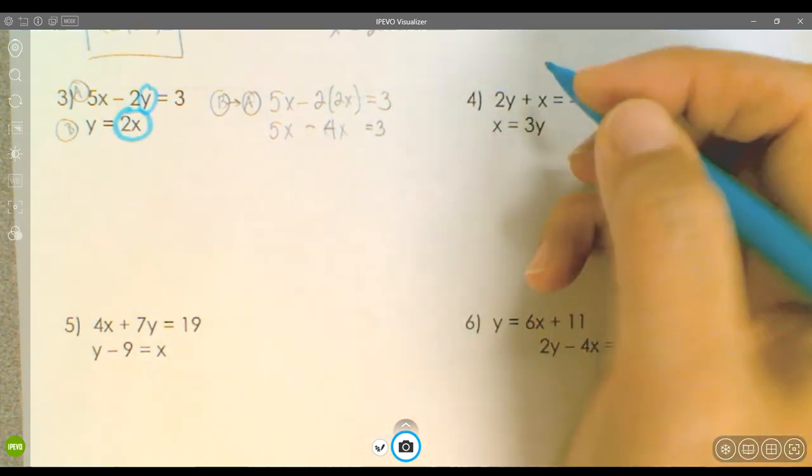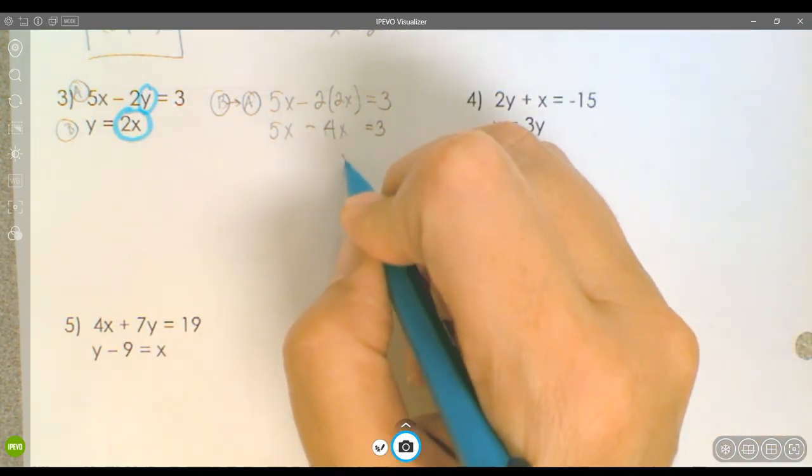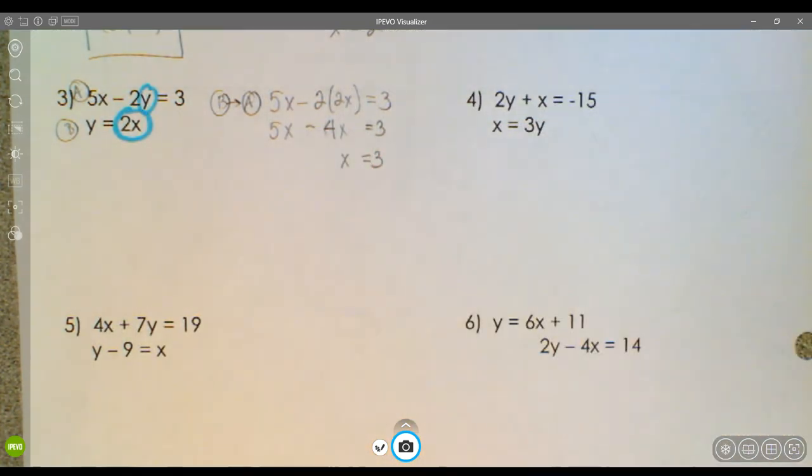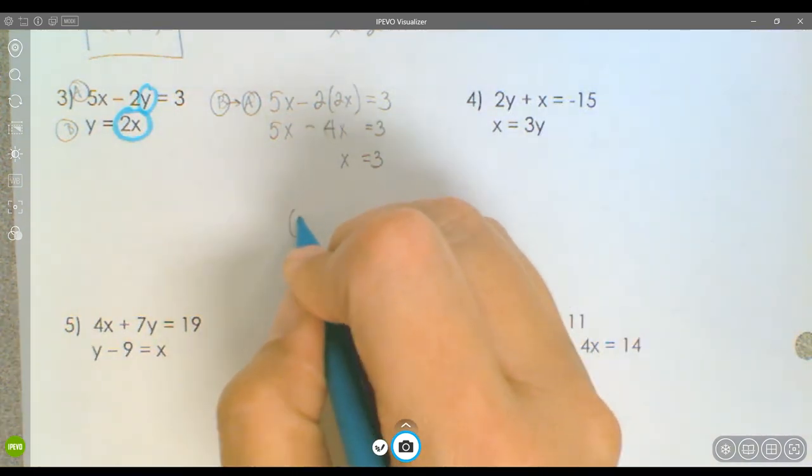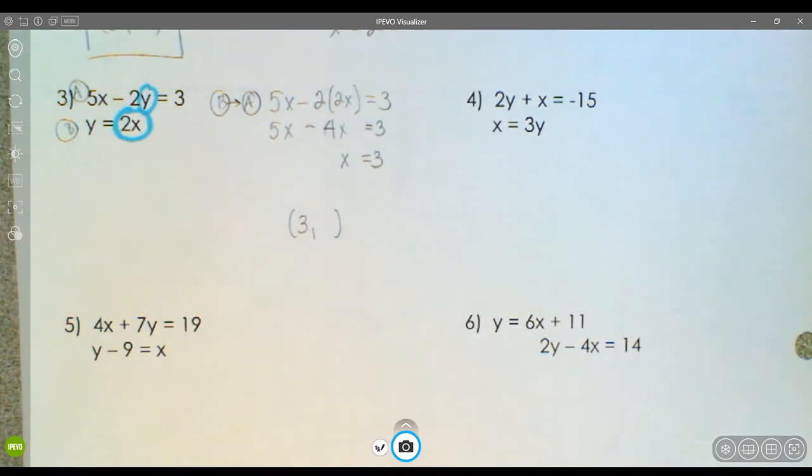That equals 3. I combine my like terms. 5x minus 4x is 1x, and so x equals 3. So I'm halfway there. I know x is 3. I need to solve for y.